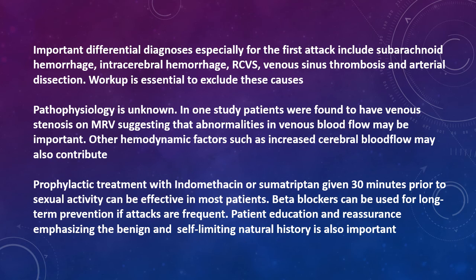Prophylactic treatment with indomethacin or sumatriptan given 30 minutes prior to sexual activity can be effective in most patients. Beta blockers can be used for long-term prevention if attacks are frequent. Patient education and reassurance, emphasizing the benign and self-limiting natural history, is also important.